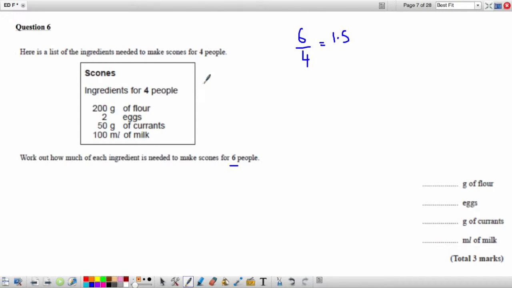We could find out how many for 2 by dividing by 2, so here we would have 100, 1, 25 and 50. And then we could add together to make for 6. Either way, our final answer, remembering we have a calculator we can use, is 300 grams of flour, 3 eggs, 75 grams of currants, and 150 millilitres of milk.